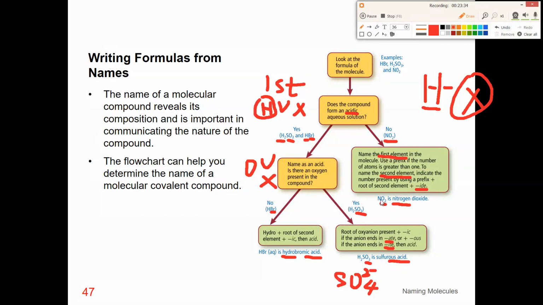For the second element, you always need an identifying number. If it's one, put mono in front. If two, put di there. Just follow the prefix table we talked about earlier today. The exception is the first element: if it's only one, you don't need an identifying number. For the second element, you always use an identifying number.